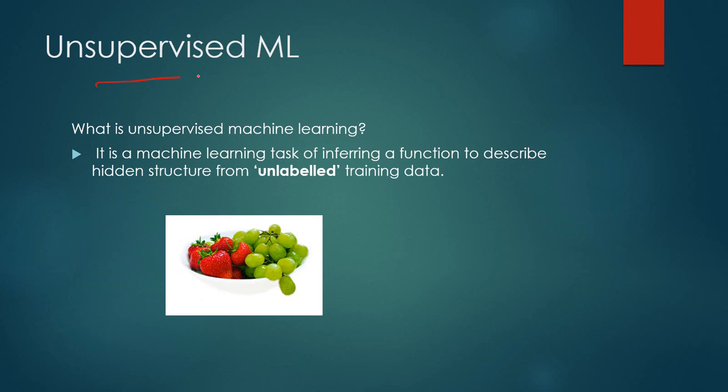Whereas in unsupervised machine learning algorithms, we have the data in place through which the algorithm can train itself, but it's unlabeled. For instance, in this picture, we know that we have the data, but we are not quite sure what exactly this data is. The algorithm is not going to tell us this is strawberry, this is grapes. It's only going to tell us that yes, this is of one category and this is of another category. That type of algorithm is known as an unsupervised machine learning algorithm.